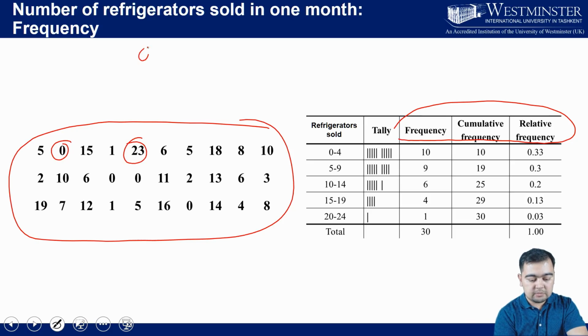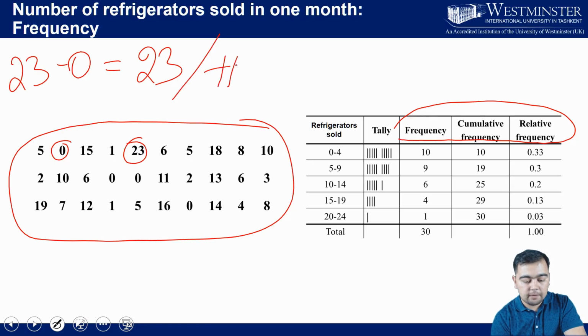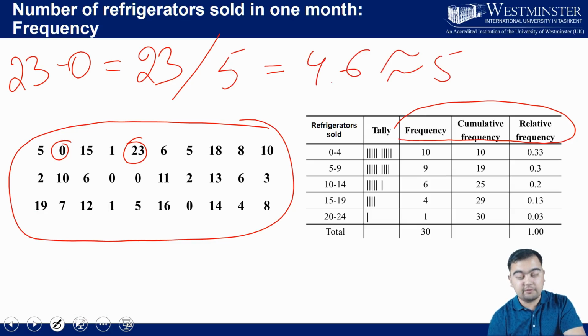Now we're going to simply take the 23 here, which represents the 23 minus the 0, the difference between the minimum and maximum numbers, and then divide it by a desired number of groups that you want to have. For example, here I decided to have 5 different groups, so I'm going to divide it by 5. If I divide it by 5, I'm going to get somewhere around 4.6, which is around 5 again.